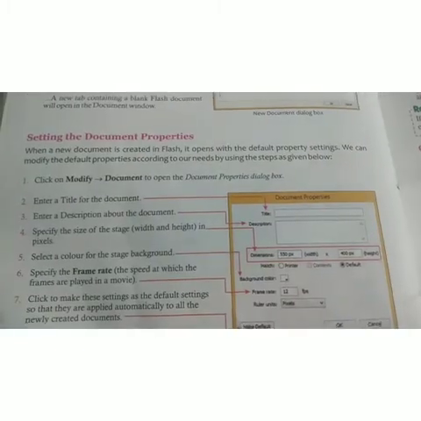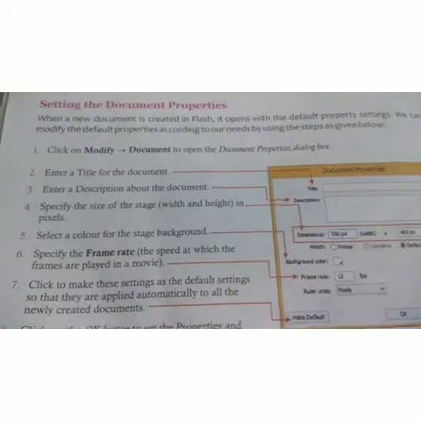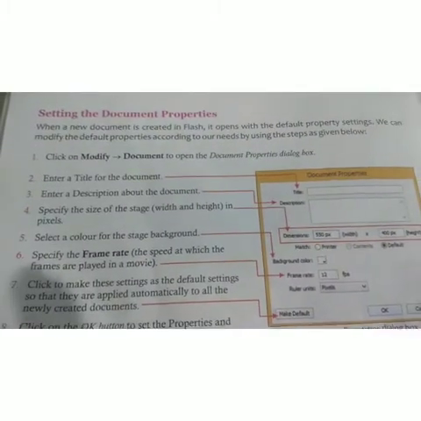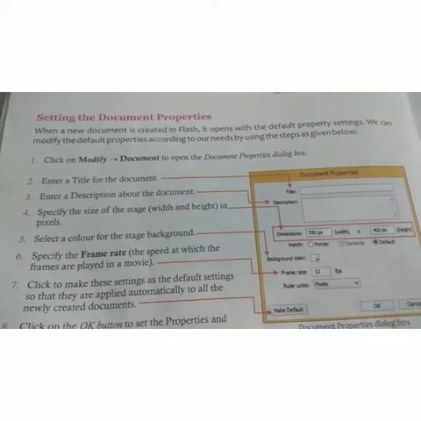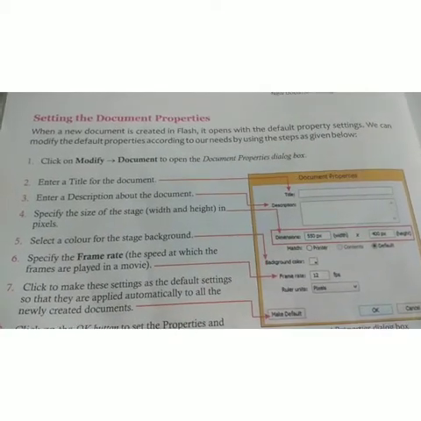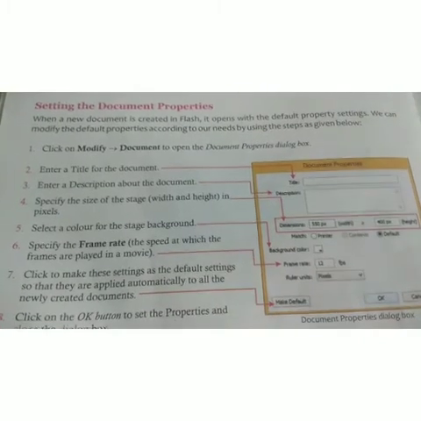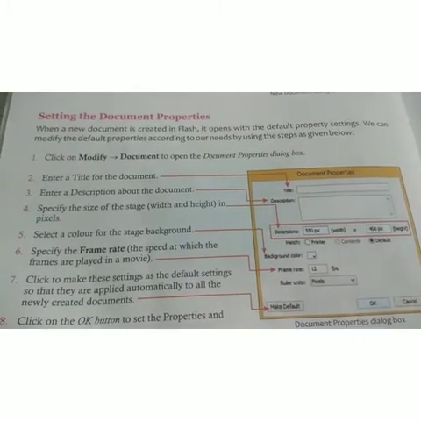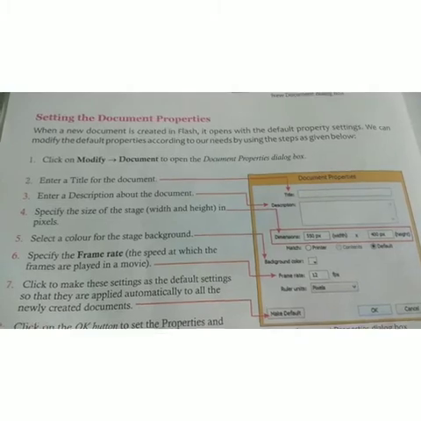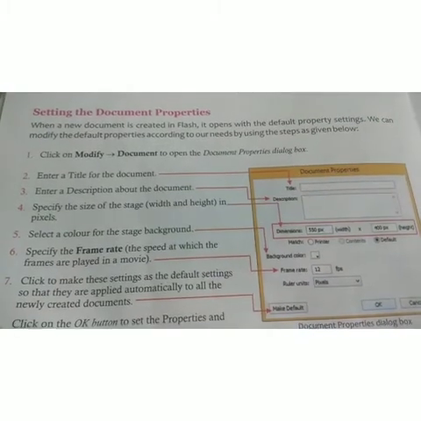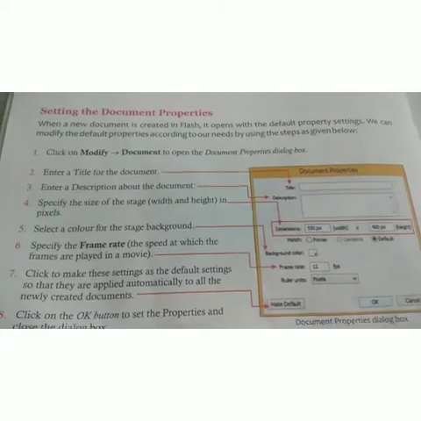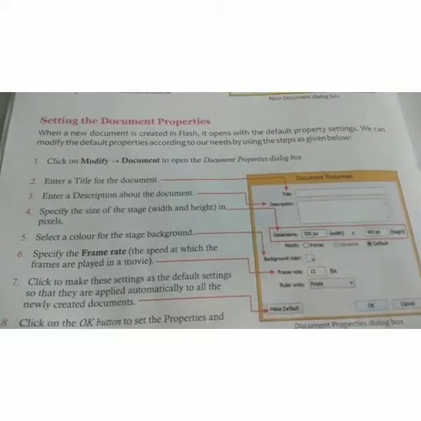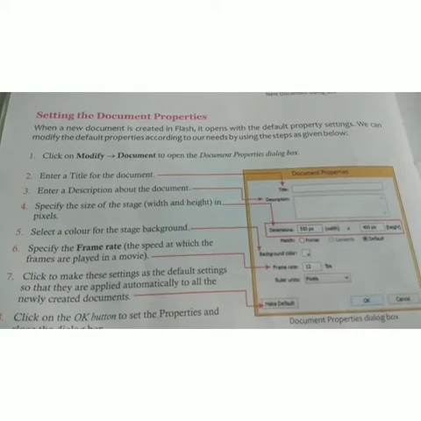Now next, students, setting the document properties. When a new document is created in Flash, it opens with the default property settings. We can modify the default properties according to our needs by using the steps given below. Number first step, students, click on Modify, Document to open the document properties dialog box. Then second, enter a title for the document. Third, enter a description about the document. Fourth, specify the size of the stage, width and height in pixels.